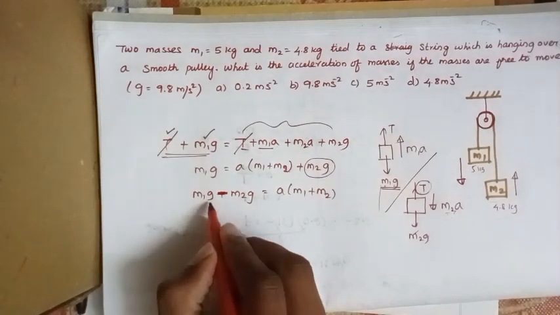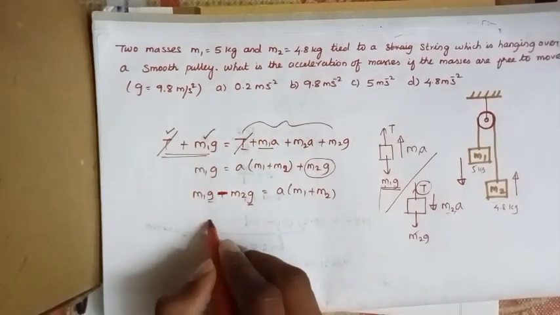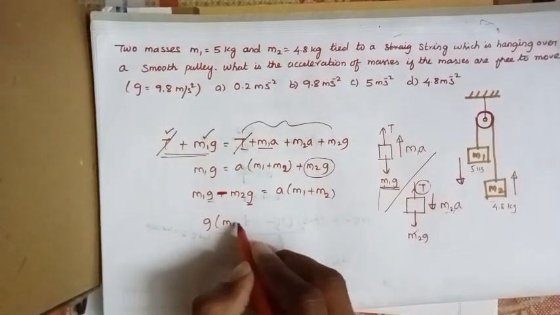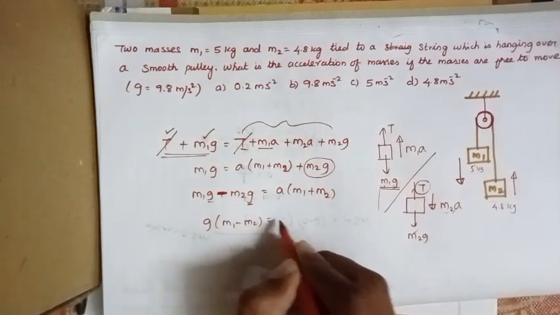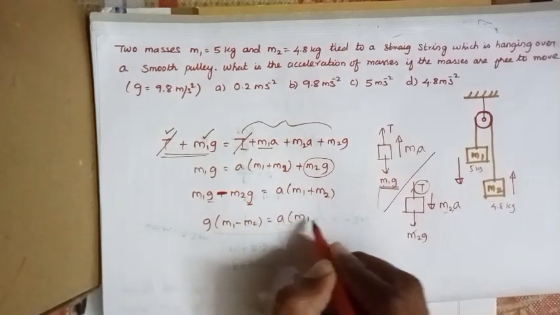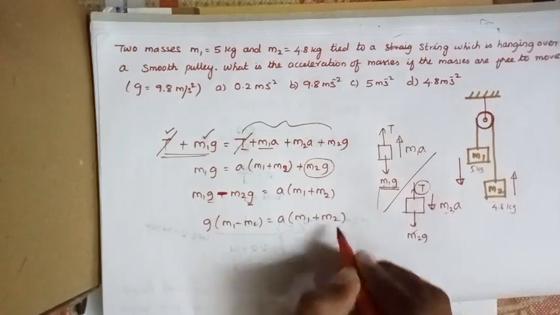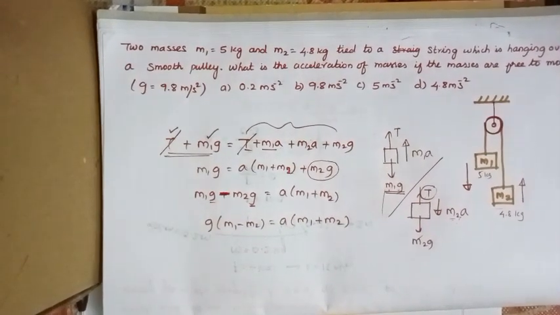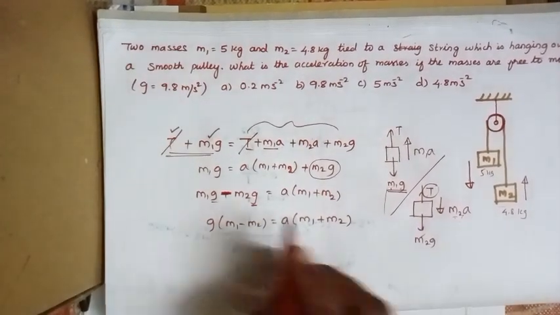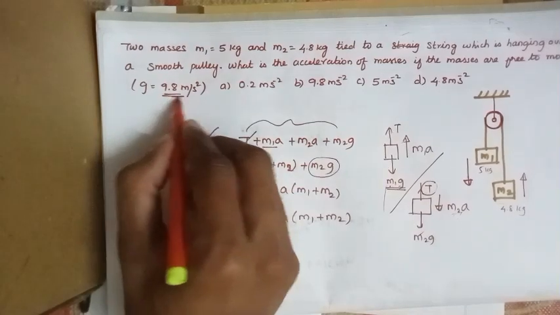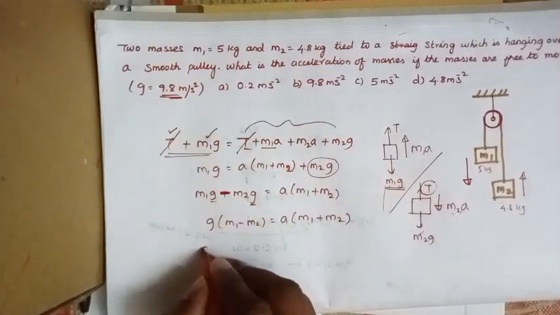Okay, now you can take the g on this term, you will get g times (m1 minus m2) equal to a times (m1 plus m2). Okay, now substitute the value of g. We have to take the value of g as 9.8. It is given in the question.